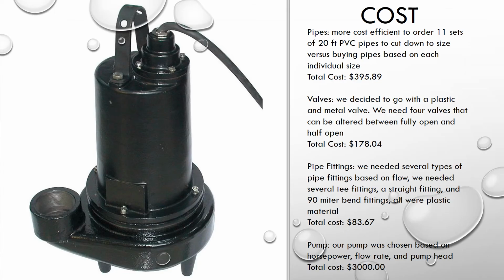The next factor was cost. We found that it was more cost efficient to order 11 sets of 20-foot PVC pipe to cut down to size versus buying pipes based on each individual size. The total cost for that came out to $395.89. For our valves, we decided to go with a plastic and metal valve.